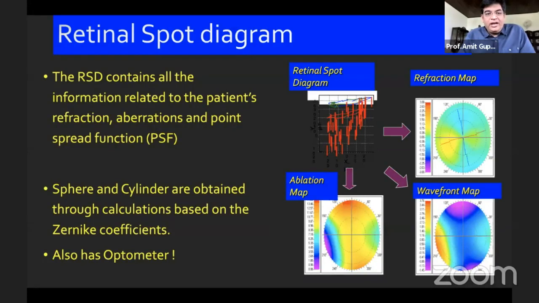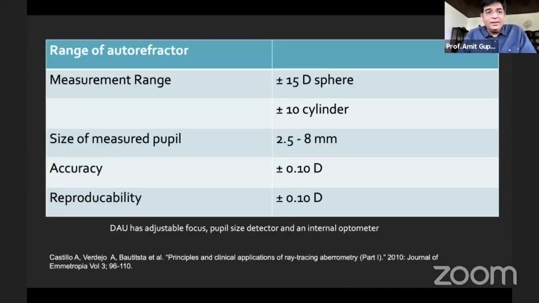This retinal spot diagram is critical because it contains all the information related to the patient's refraction, aberrations, as well as the point spread function. The cylinder and sphere obtained through calculations are based on the Zernike coefficients, and it also has an optometer. It has a measurement range of plus minus 15 diopters with plus minus 10 diopters of cylinder, and it can measure through a large variation in pupillary diameter, from 2.5 to 8 millimeters. It has a very good accuracy of plus minus 0.1 diopters.